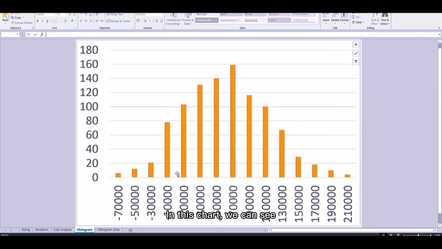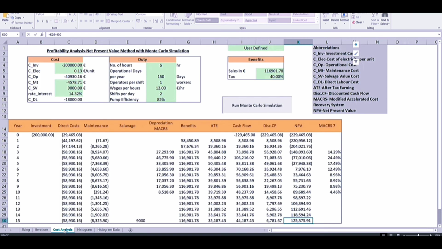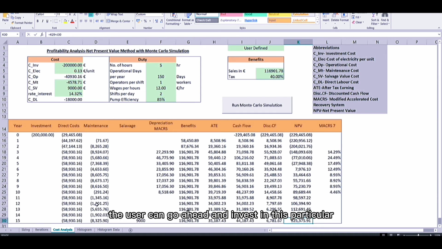In this chart, we can see out of 1,000 different scenarios, 850 scenarios were falling inside the positive NPV side, and the other 150 scenarios were falling into the negative NPV side. The 850 positive scenarios indicate that the user can go ahead and invest in this particular heat exchanger.